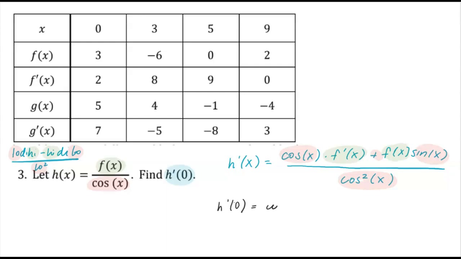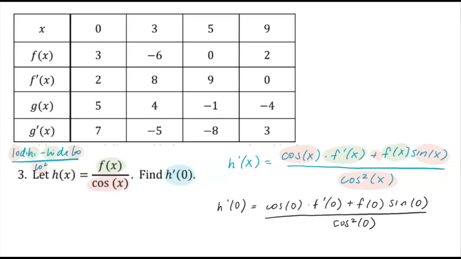So we need cosine of 0 times f prime of 0 plus f of 0, my prime is very small there, we'll fix that, sine of 0 all over cosine squared of 0. So we do need to know a tiny bit of our unit circle here. We do need to know what cosine of 0 and sine of 0 are. Cosine of 0 is just 1. Sine of 0 is 0.